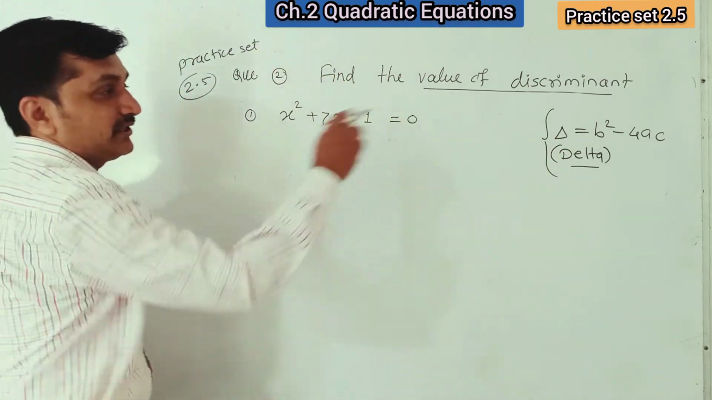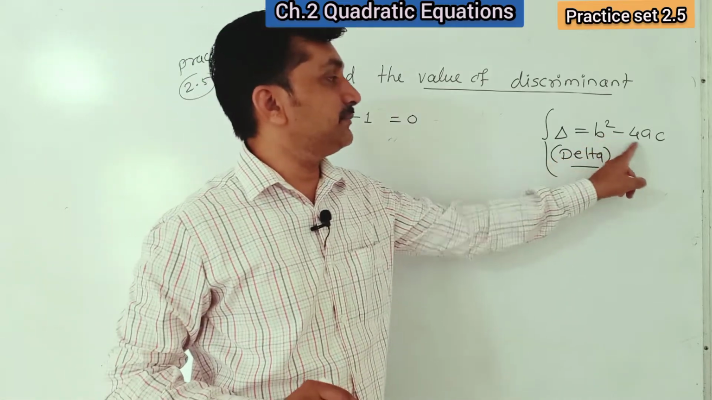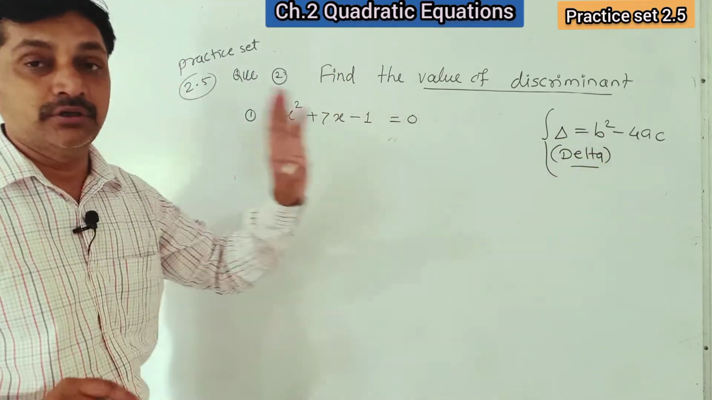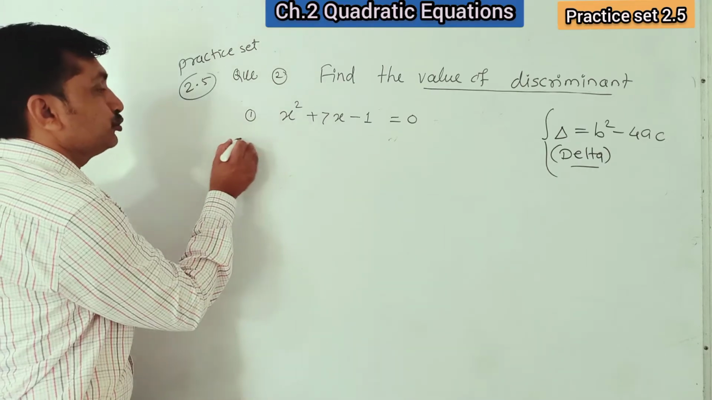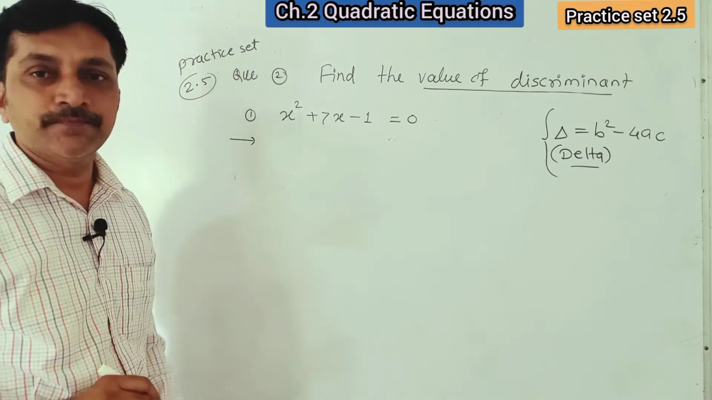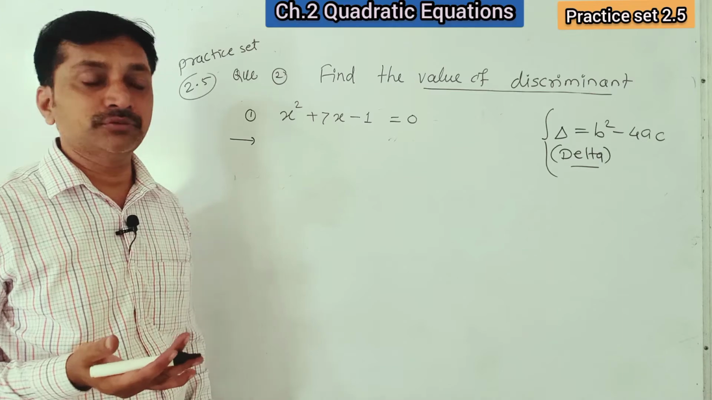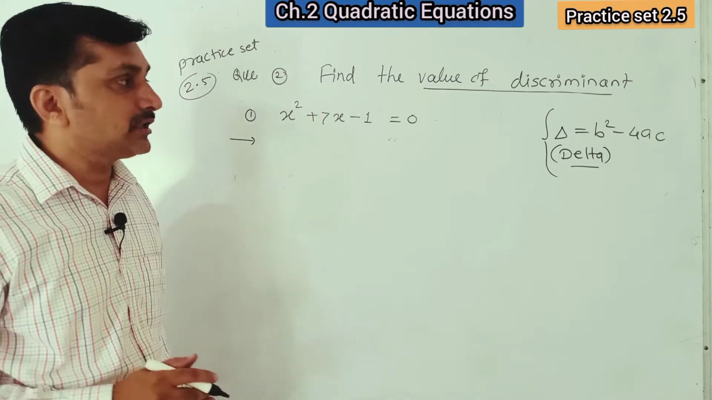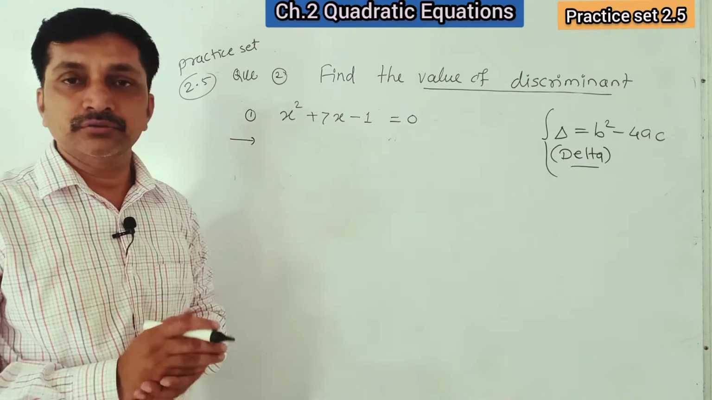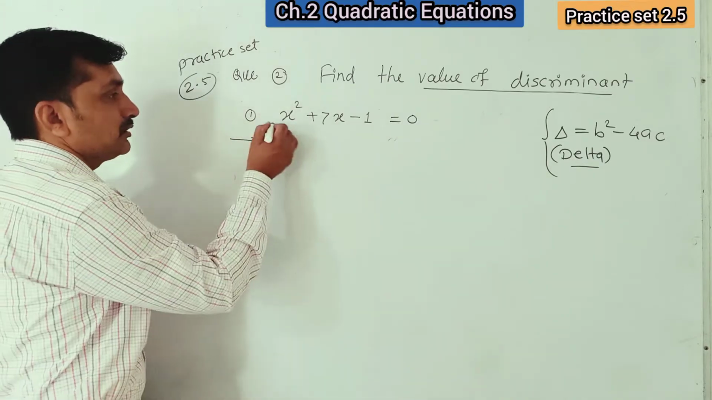We have to find this value. For that we need the a, b, c values. And as we studied in the formula method, how do we find the a, b, c values? By comparing with the standard form. Compare the given equation with the standard form, we get a, b, c, and after that find this value. Finish. It is very easy.